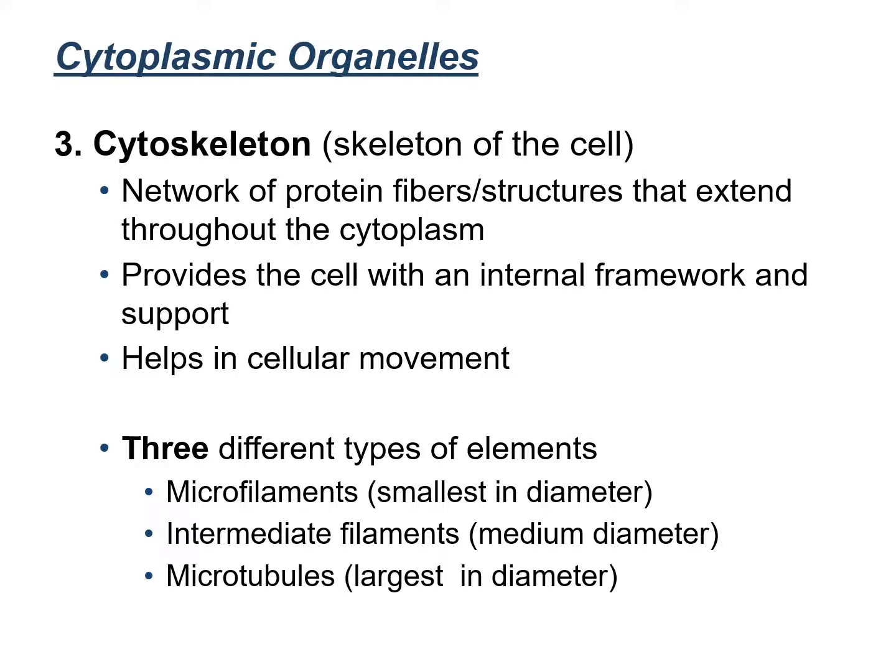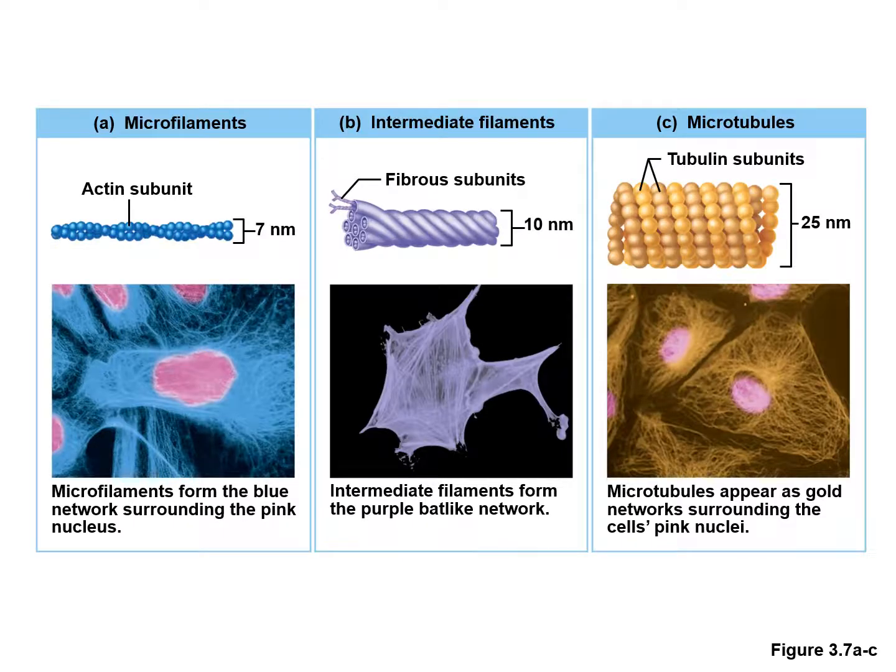There are three types of cytoskeletal elements: microfilaments, intermediate filaments, and the microtubules. Microfilaments are the thinnest cytoskeleton. Their diameter is about 7 nanometers. The intermediate filaments are slightly thicker than the microfilaments, and their diameter is around 10 nanometers. The microtubules are the thickest cytoskeletal elements present inside the cell, and their diameter is about 25 nanometers.